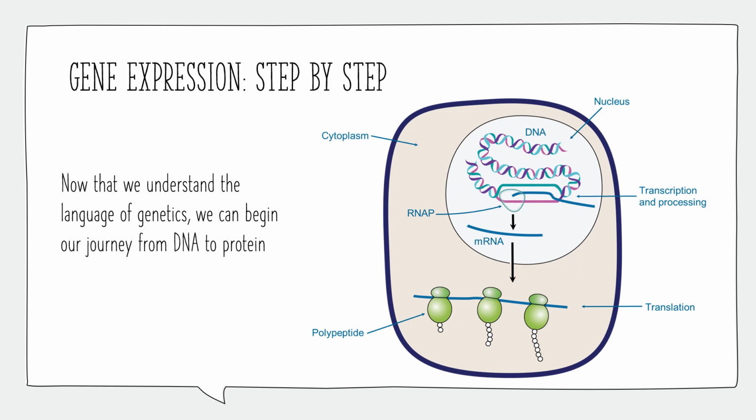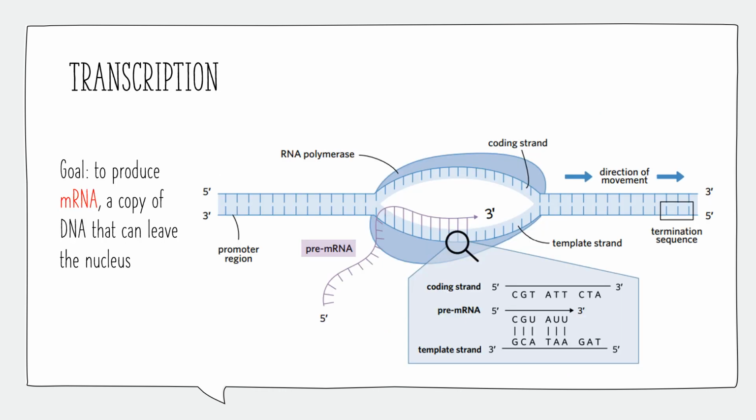So what does that actually look like inside of a cell? We're going to be going through gene expression step by step, starting with transcription. So the first step of gene expression is transcription. The goal of transcription is to produce this mRNA that we've been talking about. So DNA is precious. We don't want it to leave the cell. So we make this temporary instruction booklet, which is the messenger RNA, that is able to leave the nucleus and is a copy of those instructions so that we can make our protein. So that's the goal of transcription.